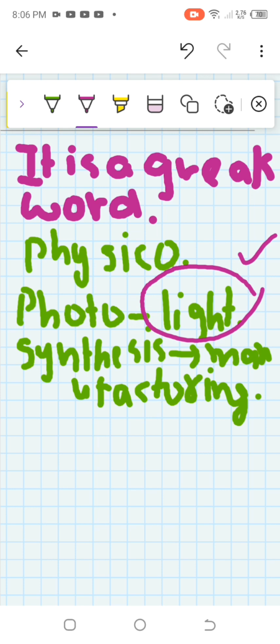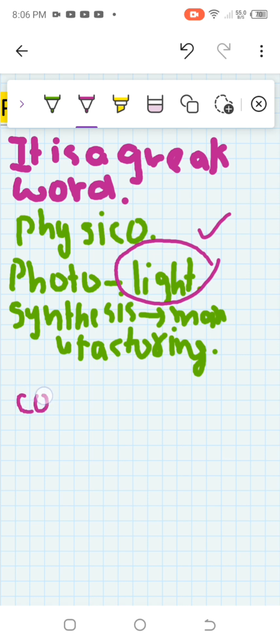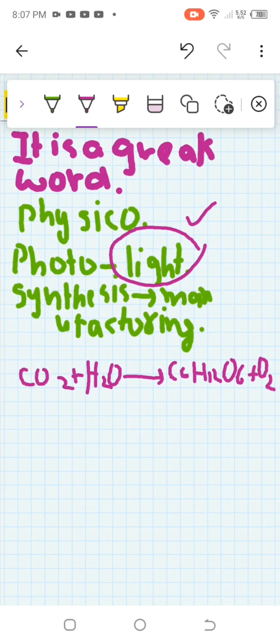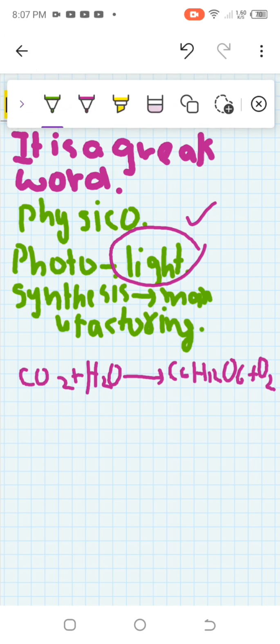Now here we have the equation of photosynthesis. That is CO2 plus H2O, carbon dioxide plus water, will form C6H12O6, glucose, plus oxygen. This is the equation of photosynthesis. Now what thing is required here? Sunlight is required.